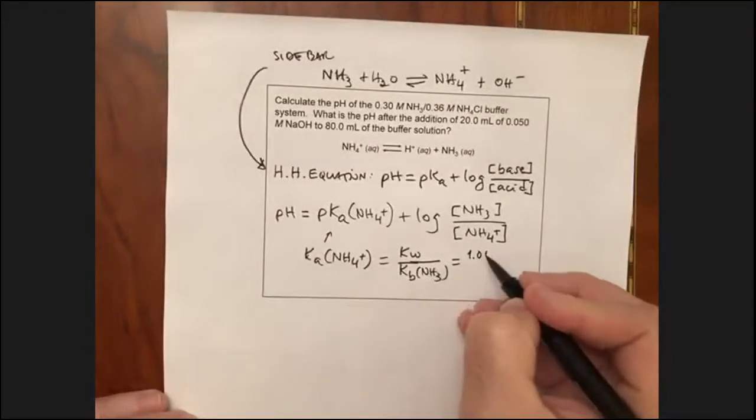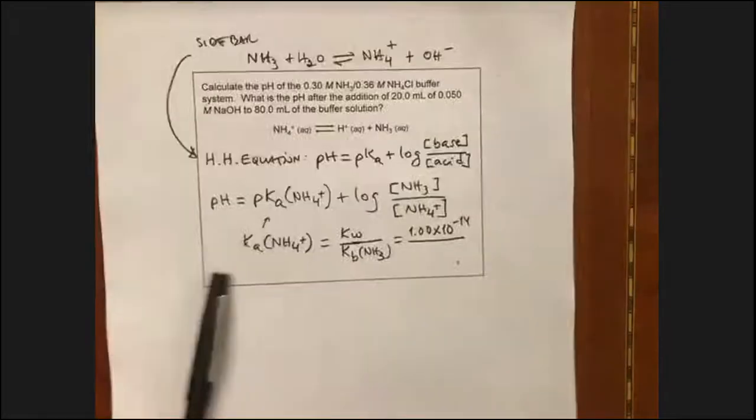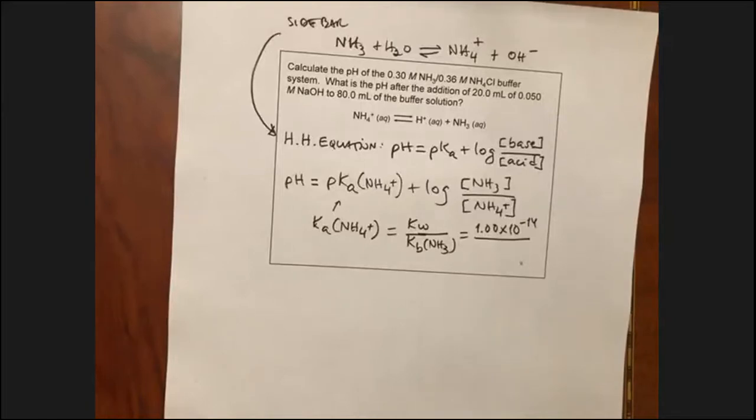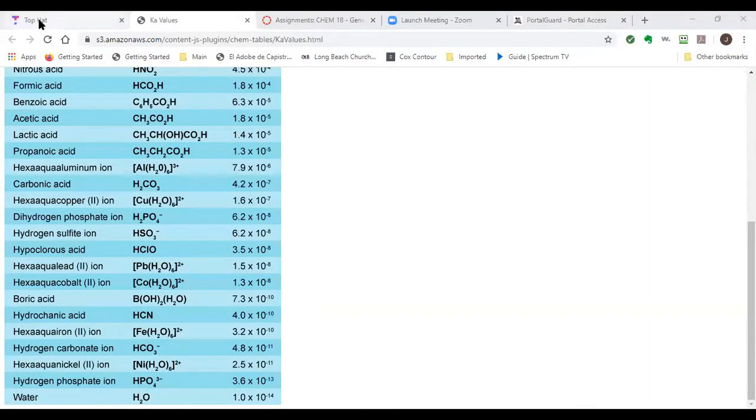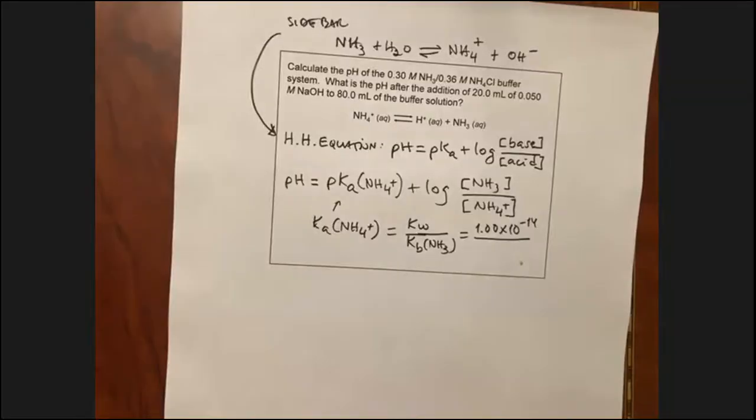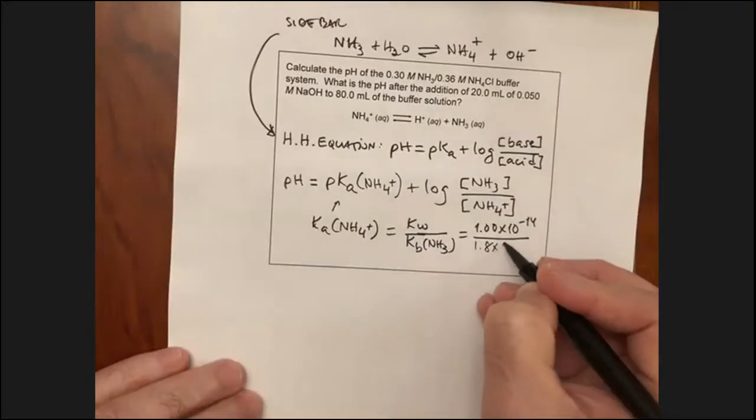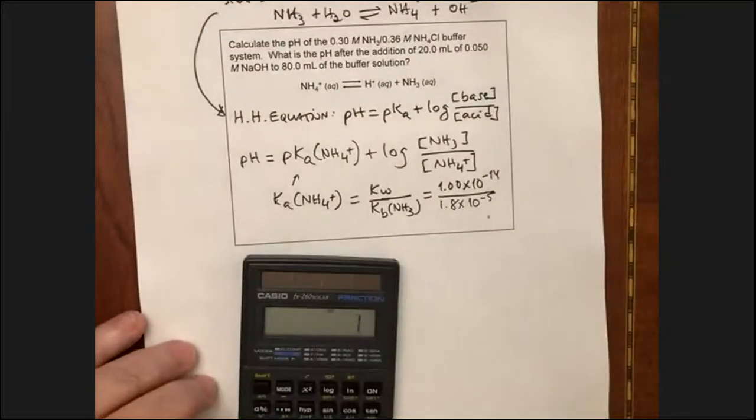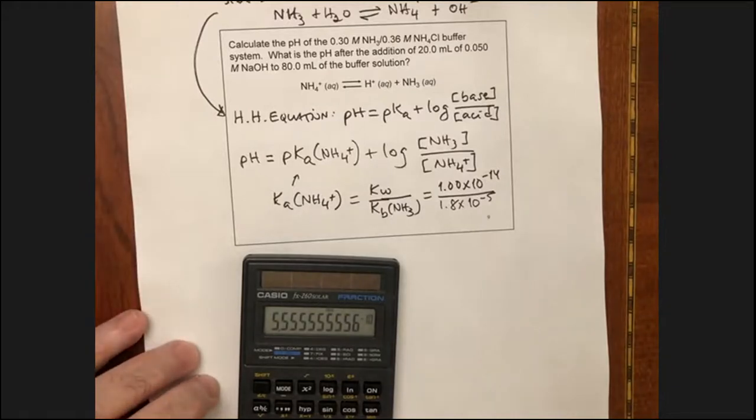So that's 1.00 times 10 to the minus 14 divided by, let's see what the Kb of ammonia is. Instead of coming to this table of Kas, we want to go to the one that has the Kb values. And this one gives me ammonia as 1.8 times 10 to the negative 5. So let's see what that is. 10 to the minus 14 divided by 1.8 times 10 to the negative 5, and that's about 5.6 times 10 to the minus 10.